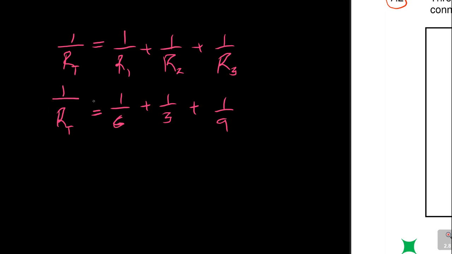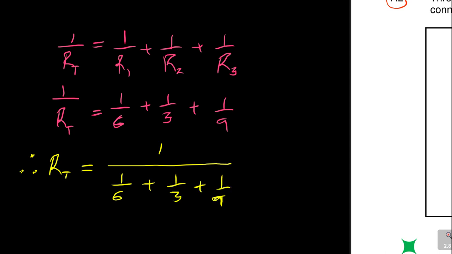Now, to make your life simpler, this is what you do. You can say, therefore, RT, from here you're allowed to write RT, is equal to 1 over, and then 1 over 6 plus 1 over 3 plus 1 over 9. All right, this 1 over that I did has been taken care of. It's mathematics here. You mustn't struggle yourself. You can do it your own way, but remind yourself, if you want to get RT straight, you just say 1 over and then you repeat the same fractions. It will give you your answer straight away.